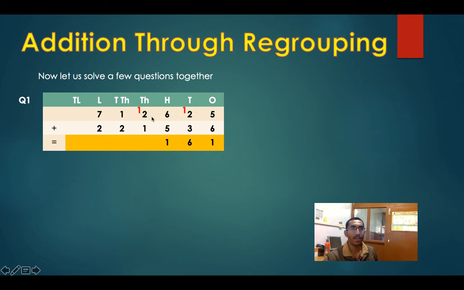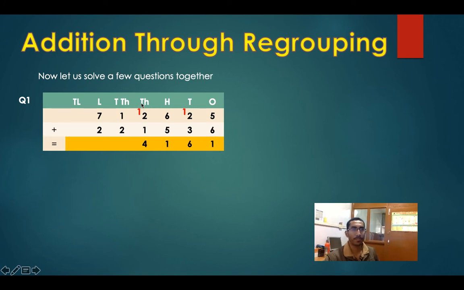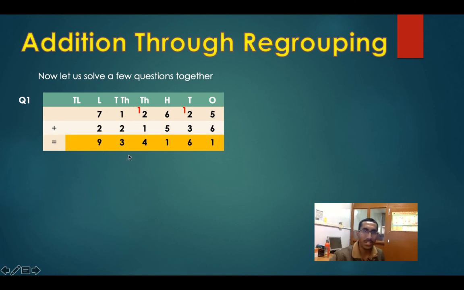Okay, so I have 2 plus 1, 3, 3 plus 1 as 4. And now I can see that 2 plus 1 is 3 and 7 plus 2 is 9. So the solution for this is 9,34,161. Now I'll give you another question.